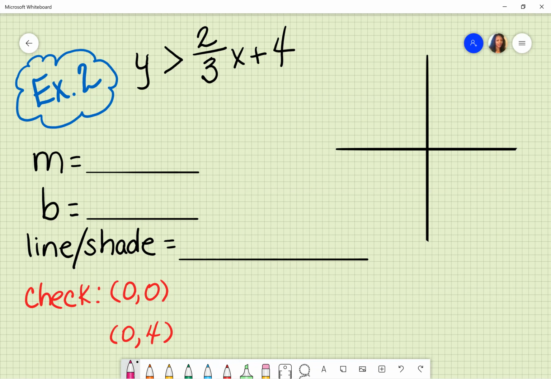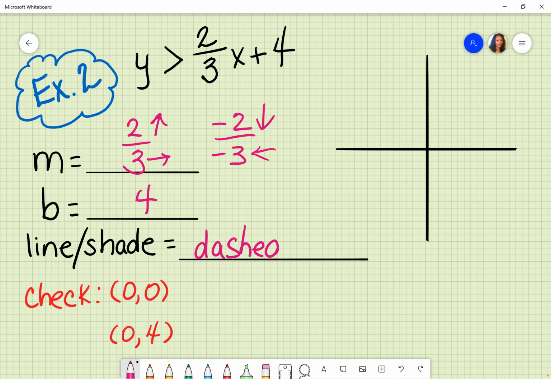And I'm doing the same thing. I am trying to identify my slope. My slope is 2/3. And I know I'm going up and I'm going to the right. Then I'm going to take -2 and -3. And I know I'm going down and to the left. And my y-intercept is +4. If I'm looking at my inequality, it is greater than, it does not have that equal to part. So I know it's going to be dashed. And greater than means above.